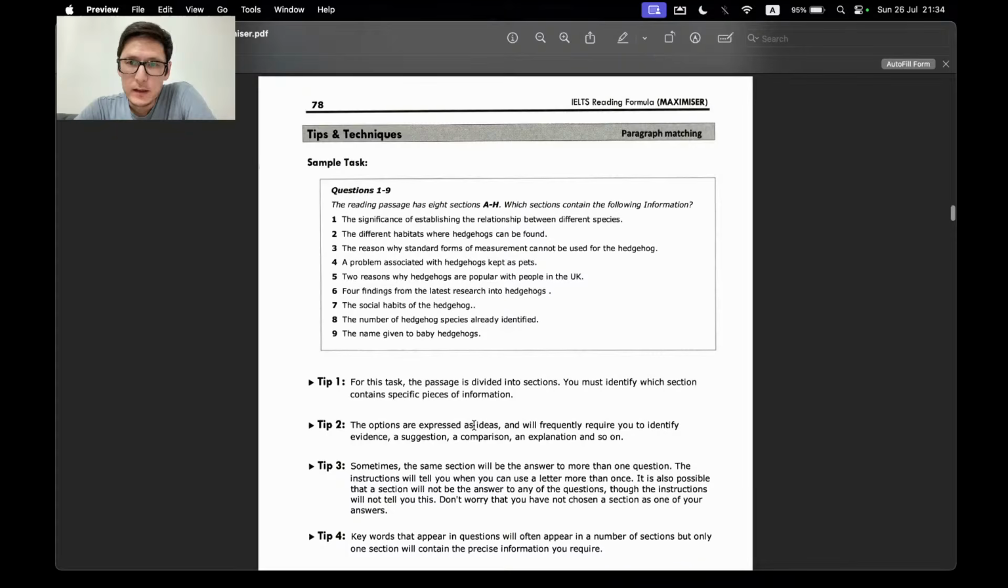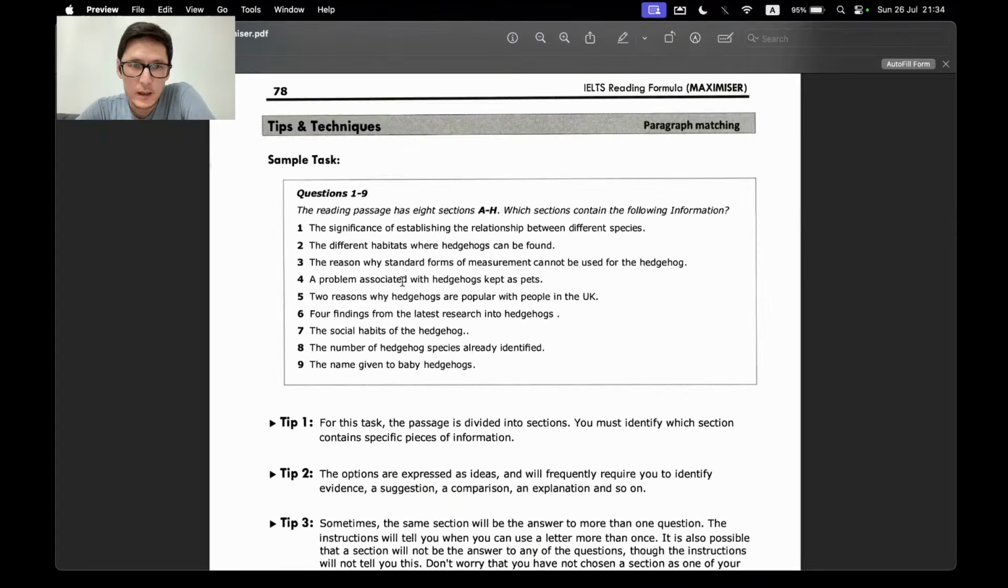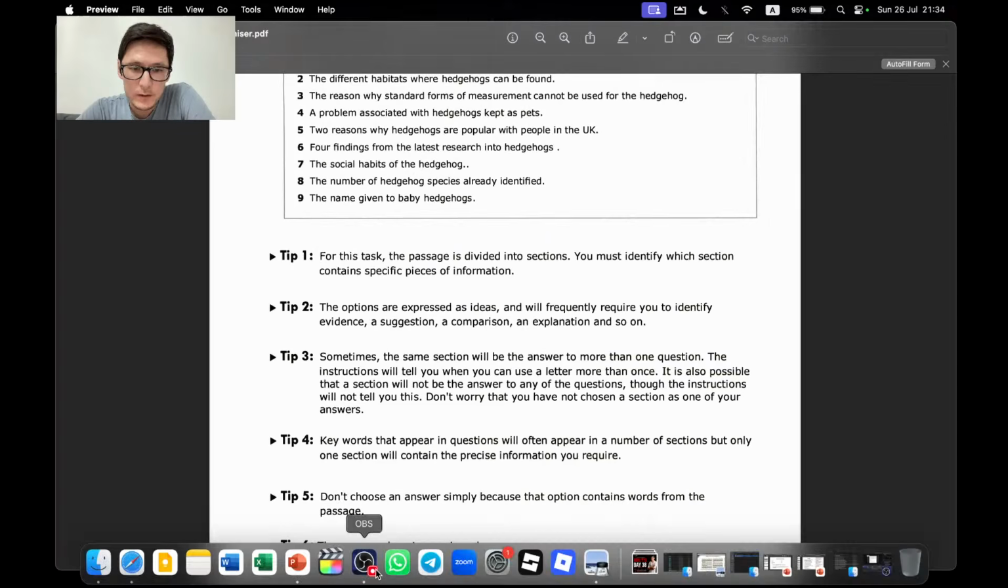And then goes paragraph matching. In which paragraph is the information mentioned? Which paragraph contains the following information? So what you should do here. Let's see.